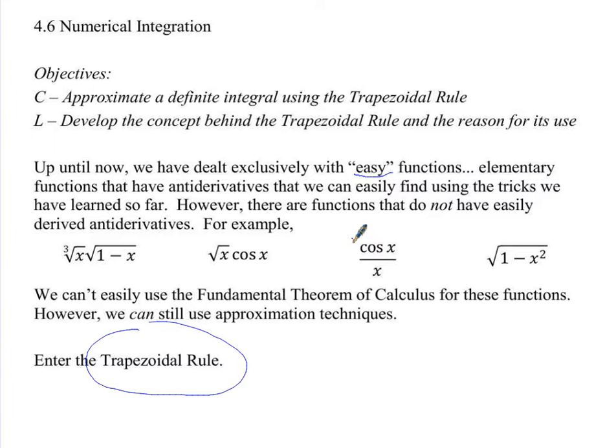None of these functions have that ability. So we can't easily use the fundamental theorem of calculus for these functions, but we can still use approximation techniques, just like we learned in the beginning of the chapter. And the better approximation technique is the trapezoidal rule. So that's what we're doing in this section.